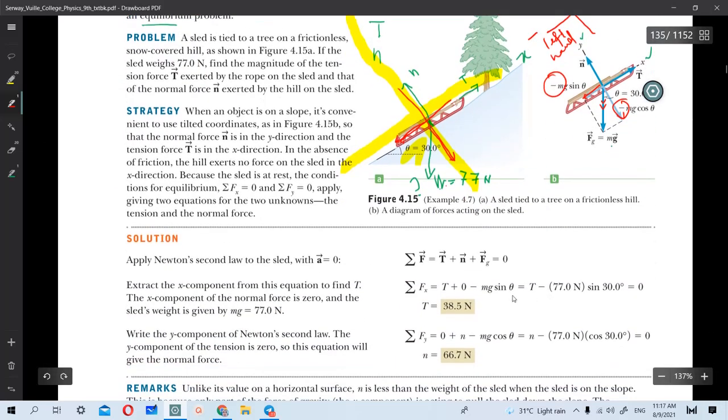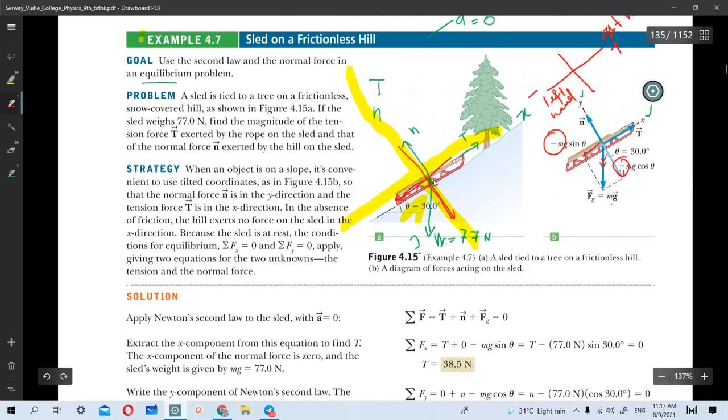Alright, therefore, from the free body diagram, the object is just this object. We are not interested in the tree. We are just interested in the sled. Or this one, they actually did give the mass of the sled. So the object of interest is the sled.